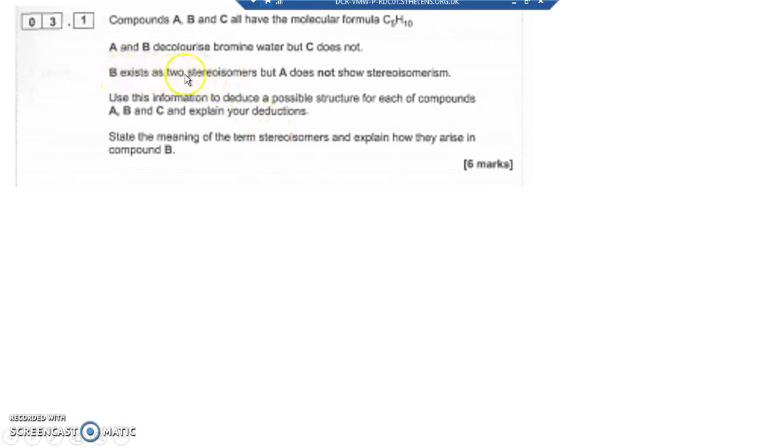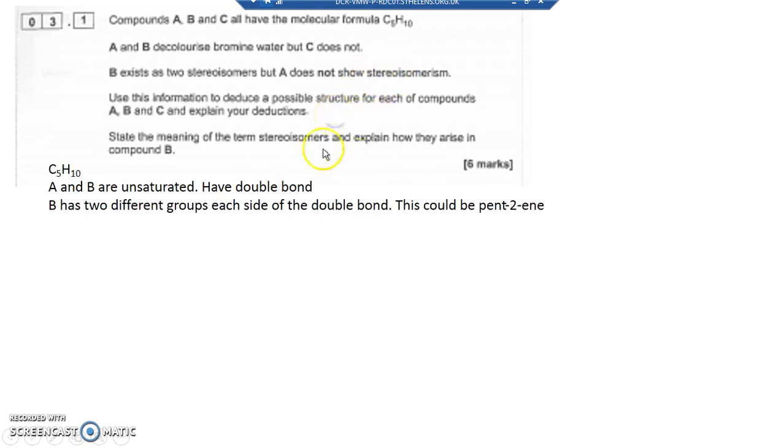And B has geometrical isomerism, so it means that to the left of the double bond two of the groups are different, and to the right of the double bond two groups are different. A has a double bond but does not show stereoisomerism, does not show geometrical isomerism, and so to the left of the double bond two of the groups must be the same, or to the right of the double bond two of the groups must be the same. Let's have a look then at the solution.